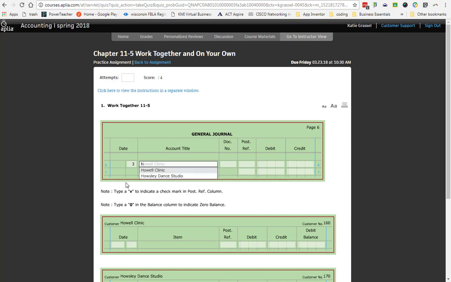So I'm going to write Howell Clinic on line 6. Source document is M57. And I'm going to debit it $414.99. Then on line 7, I'm going to do Housley. And they're going to be credited $414.99. That's our journal transaction. The other thing that we have to do is post this.